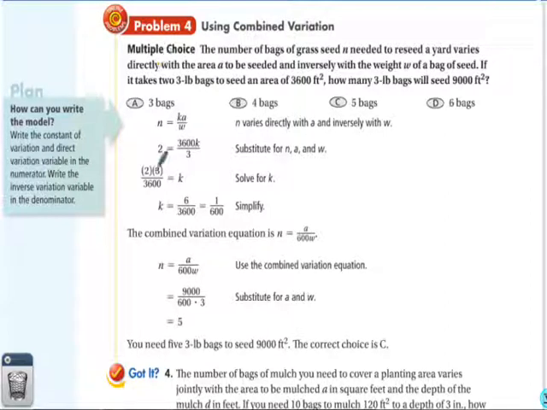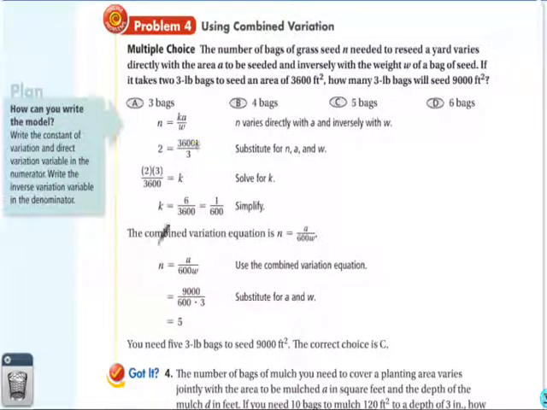Okay, so we have this formula, N equals Ka over W. They gave us all this information. N varies directly with the area, so that's Ka, and then inversely with the W. That's how we know the W goes on the bottom. Then we just plug in the numbers they give us and solve. It's really just that simple.